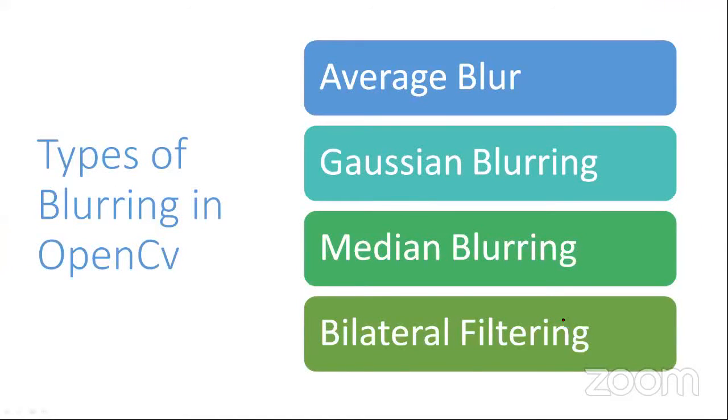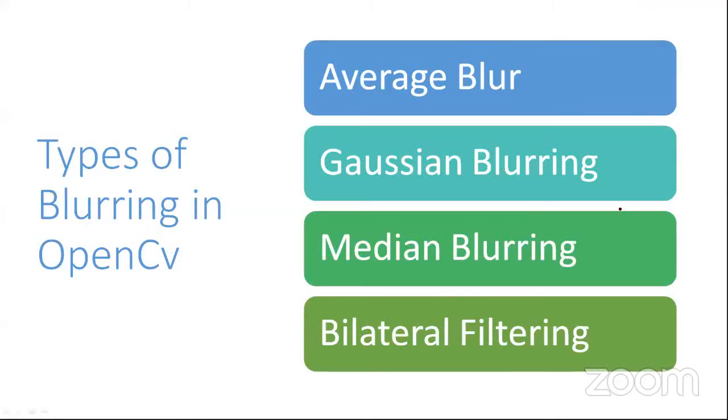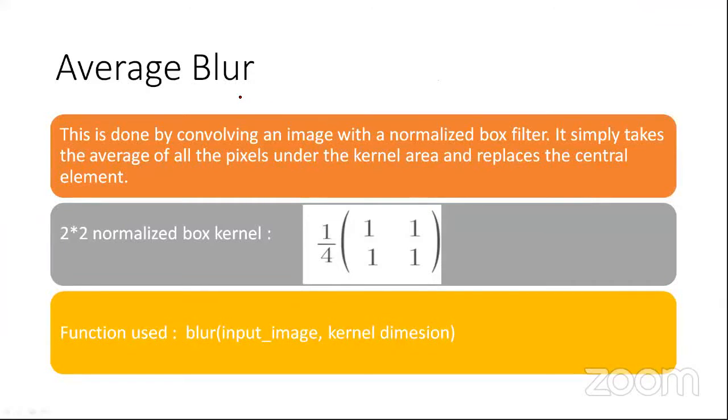So what types of blurring do we have? We have four types of blurring: average blurring, Gaussian blurring, median, and bilateral. Each one has its own advantages. We will see. In average blur, we are using an average filter. This is how an average kernel looks like, a normalized box kernel, 2 by 2.